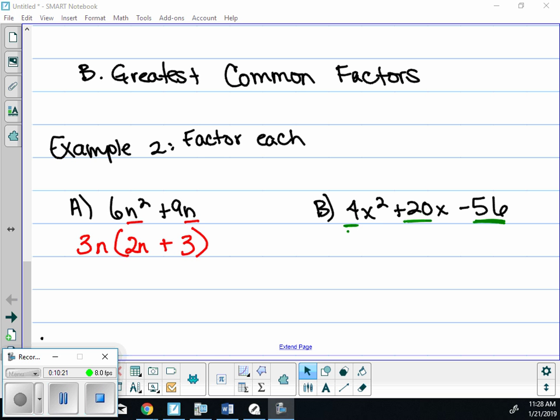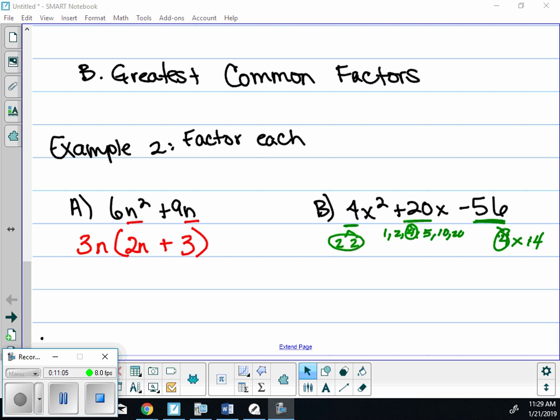the factors of 4 are 2 and 2, right? What things multiply to 20? 1, 2, 4, 5, 10, 20. So this one is divisible by 4, and this one is divisible by 4. Is 56 divisible by 4? 4 times 14? So all of those are divisible by 4.